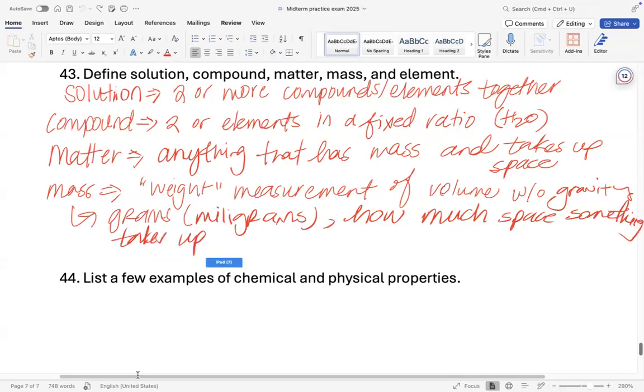All right, and then element, this is what we directly find on the periodic table. So like hydrogen, oxygen, carbon, those are all elements.